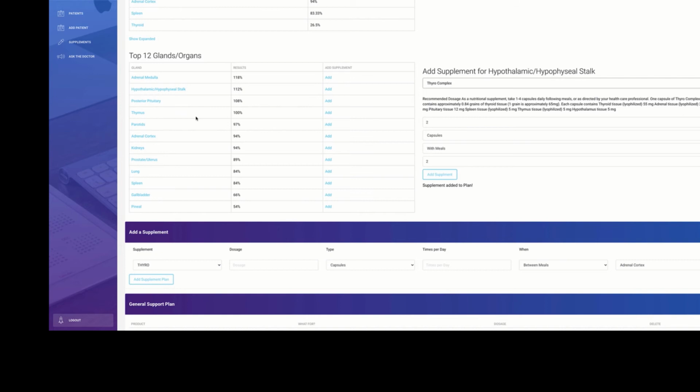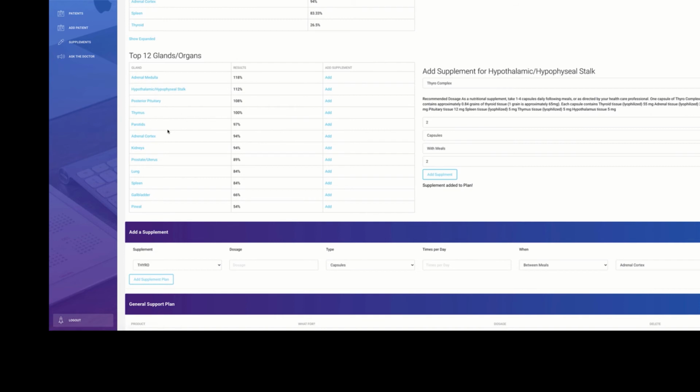So look at that very carefully, and what you want to do is put down the dosage, how many capsules, or if it's tablets or drops that you recommend, with or without meals, the number of times a day, and you would again click on add supplement, and that supplement will be added to your plan. So see, it said supplement added to plan, and you go on down the line.